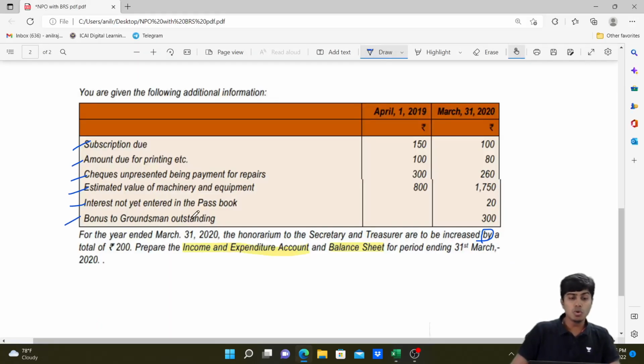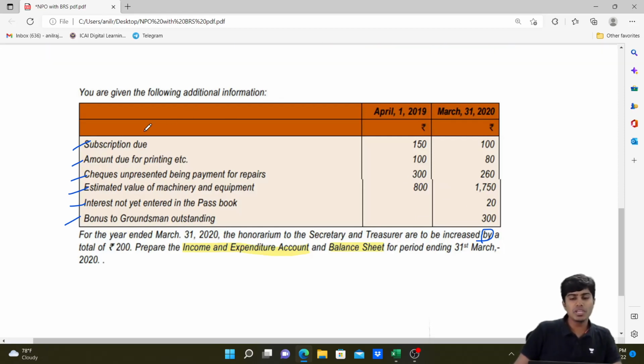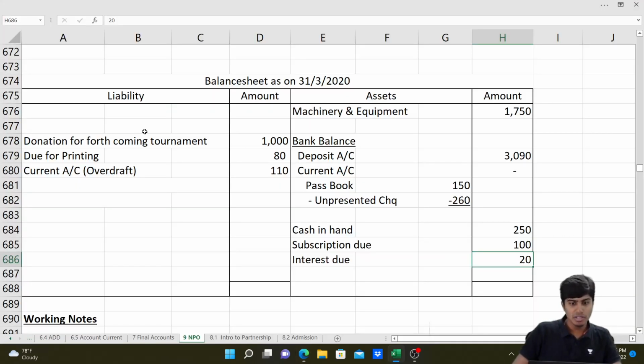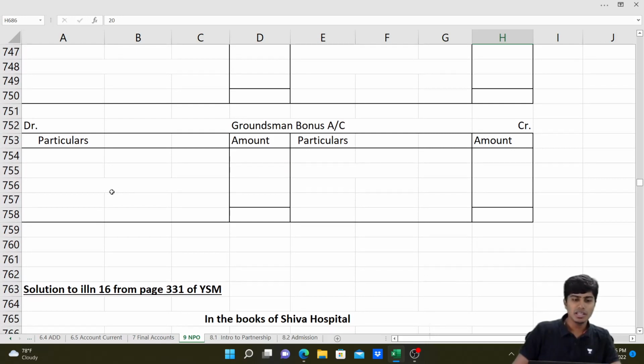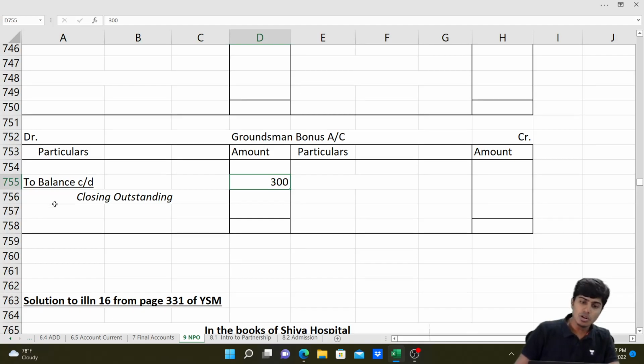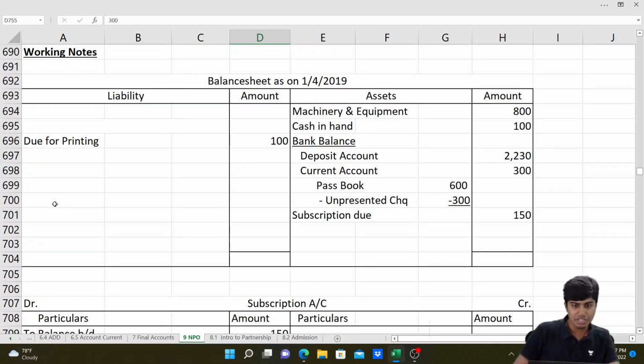Last one, bonus to groundsman outstanding. Opening is 0, closing is 300. So 300 rupees current year expense is not paid. If you want, you can open a groundsman bonus account, but it's very easy. 300 rupees is outstanding, so it's a liability. Liability closing balance on the debit side. I will write here by balance carried down, closing outstanding 300. This would also be written in our balance sheet.